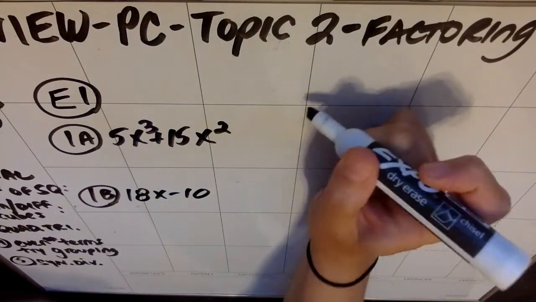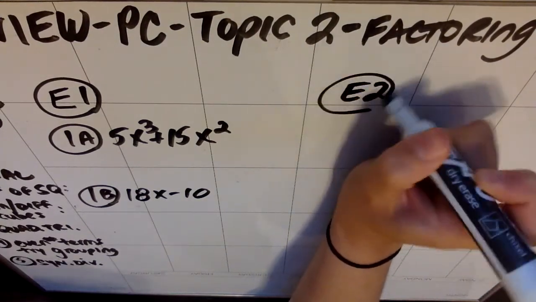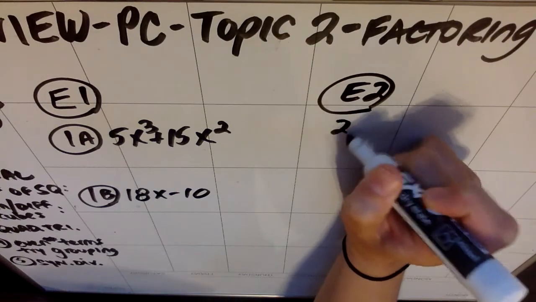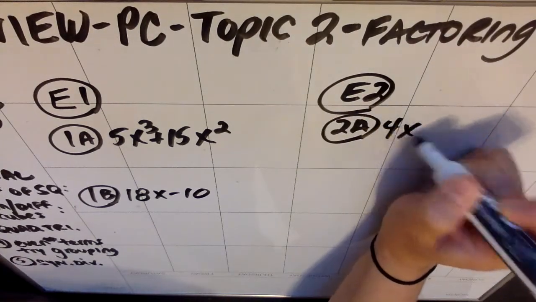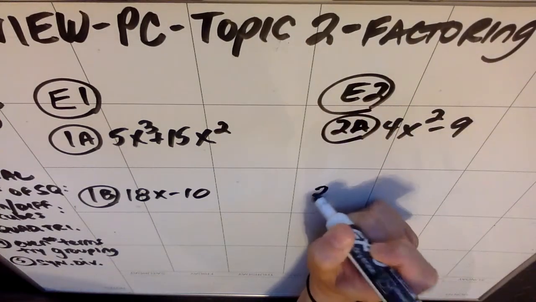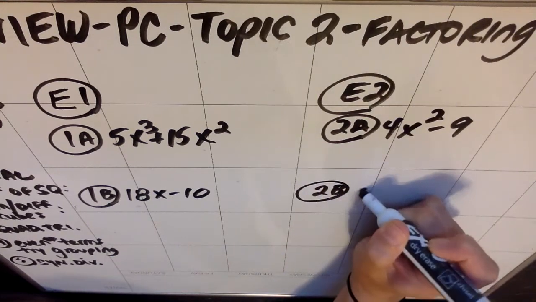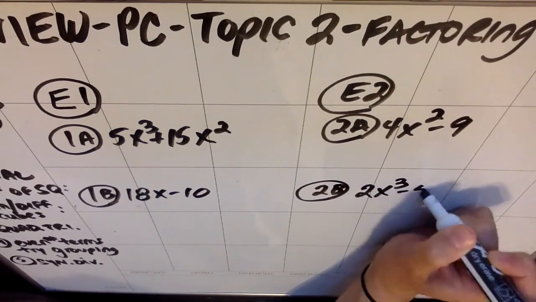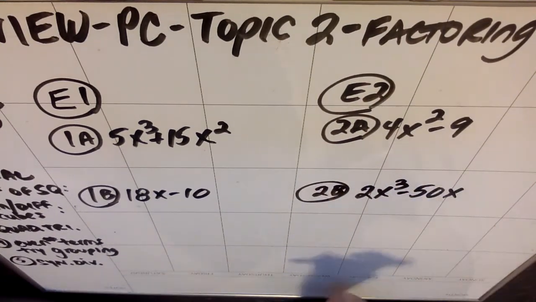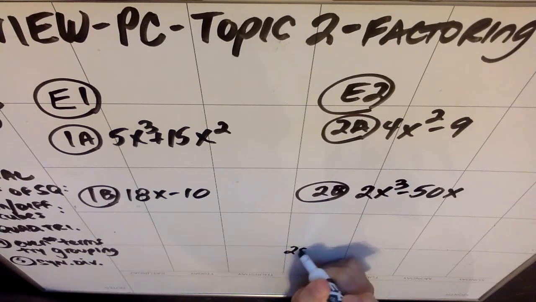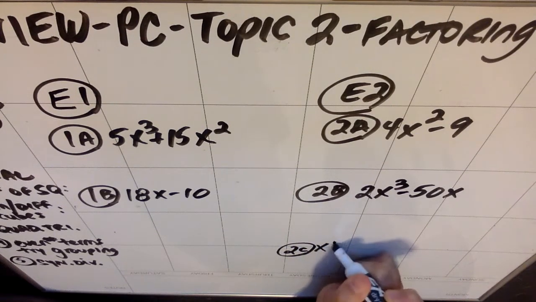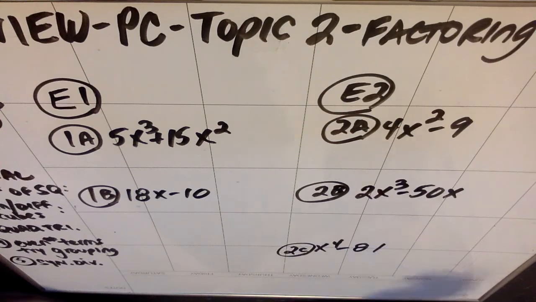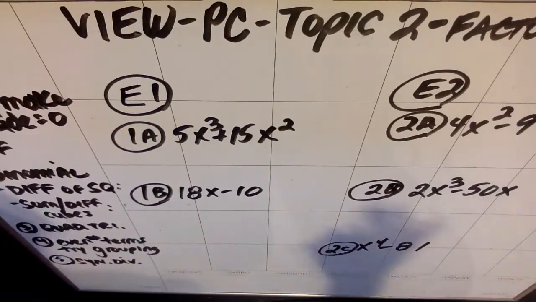And then we'll talk about example 2 over here in a sec, because we'll just free up some space. So 2a is going to be a 4x squared minus 9. 2b is going to be a 2x cubed minus 50x. And example 2c is going to be an x to the 4th minus 81. Okay, so let's start with example 1.